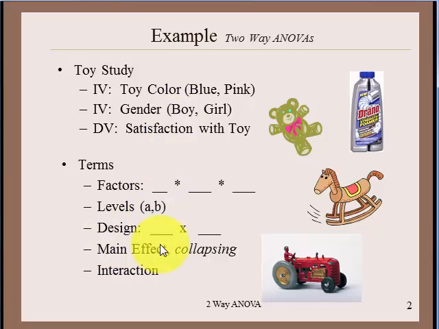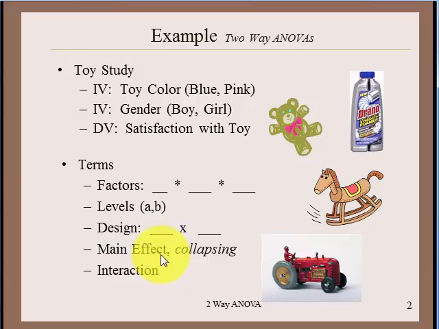The design specifies how many levels I have of each independent variable. So the design in this case would be a 2 by 2. If I had 3 colors, then it would be a 3 by 2. If I had boy, girl, and undisclosed, then I'd have a 2 by 3.